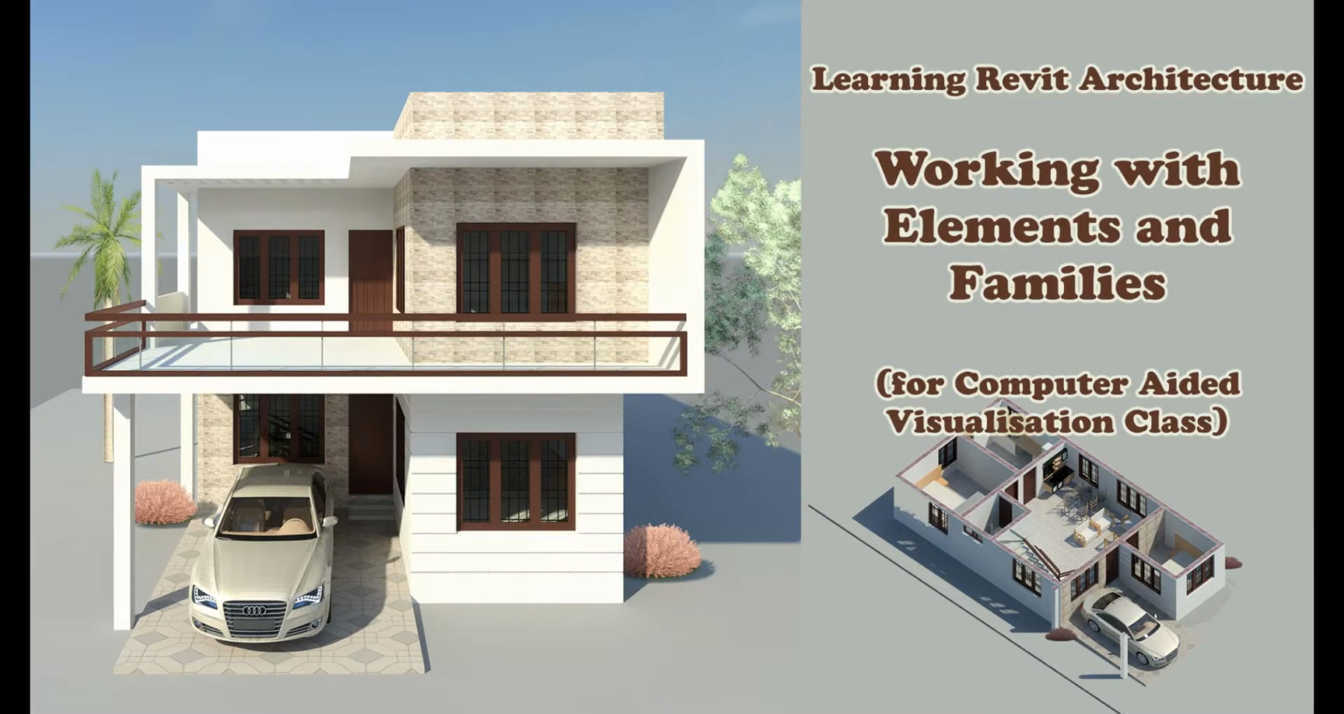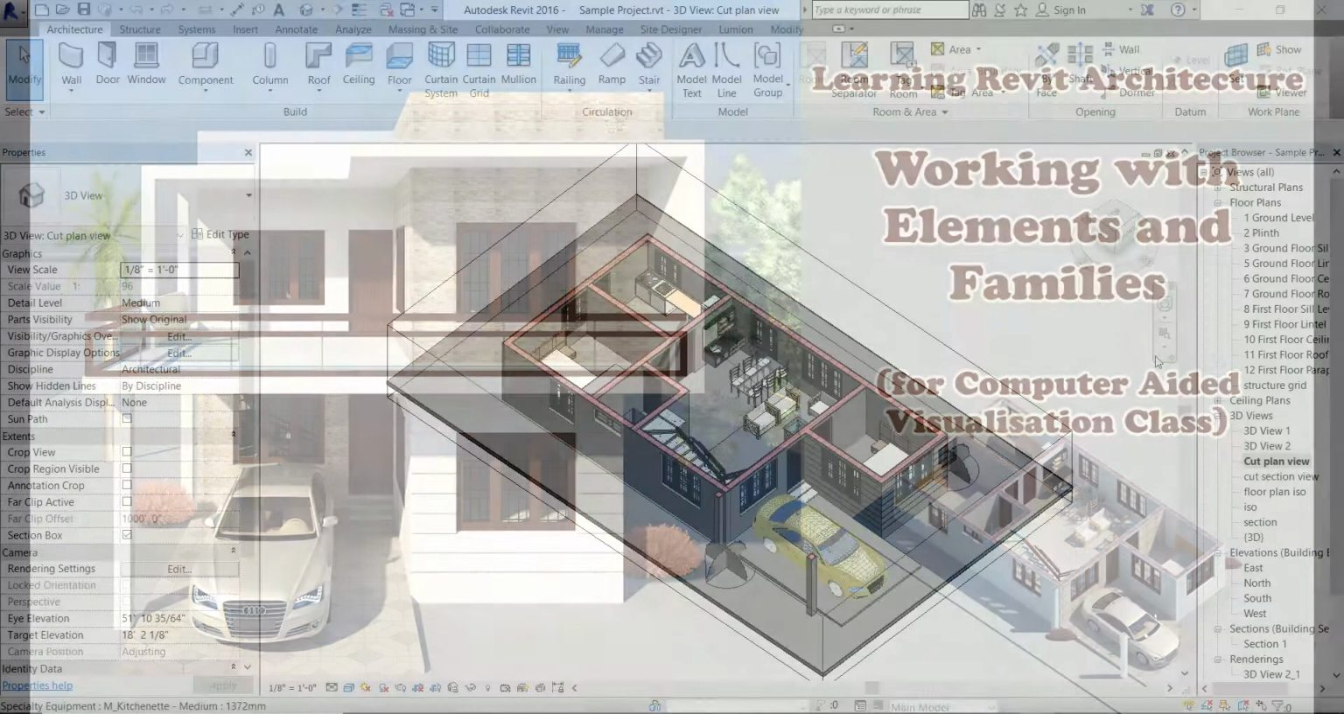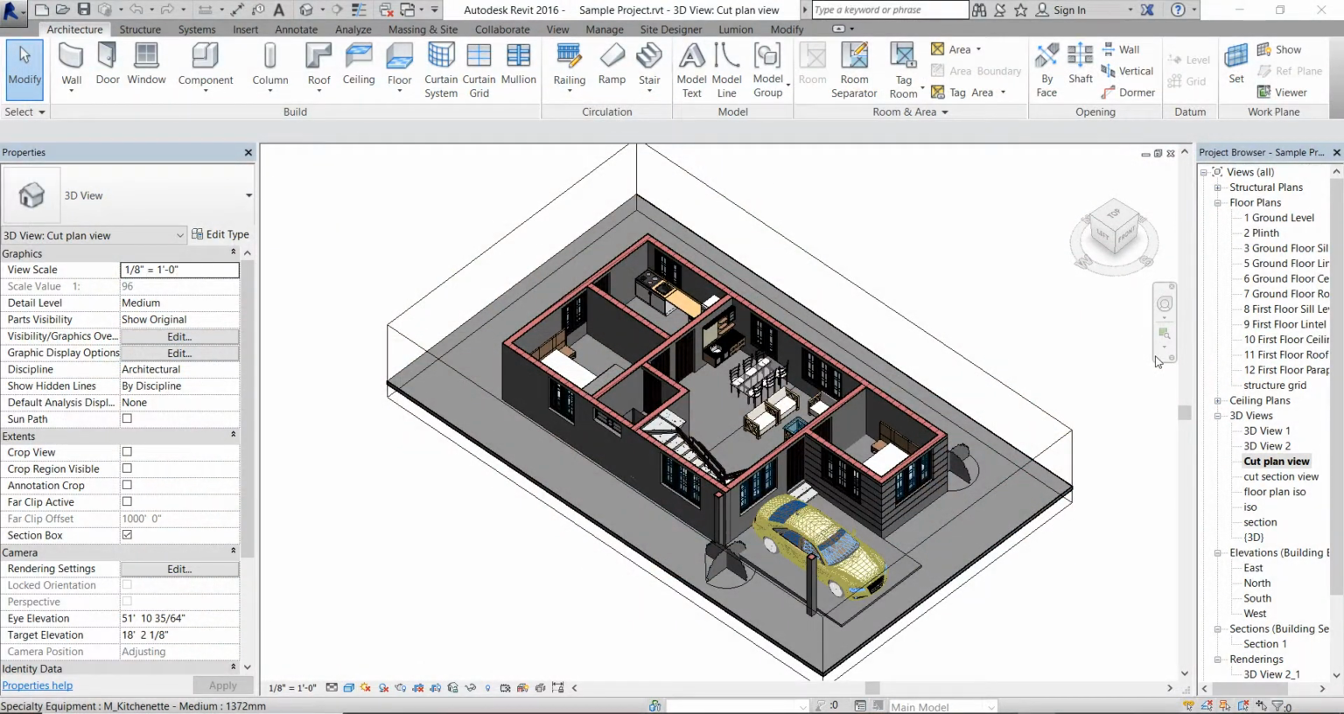Let us learn how to work with different types of Revit elements and families. We create a building model by adding elements to it. These elements represent different parts of the building such as doors and windows. Revit provides a collection of similar types of elements, called families. For example, a building model has different types of windows, which can be of different sizes.